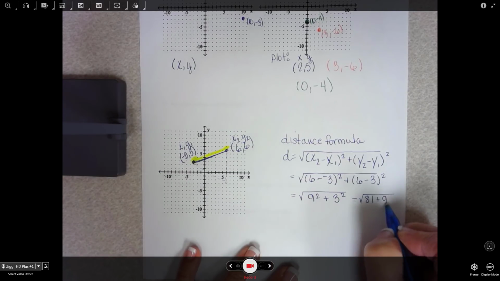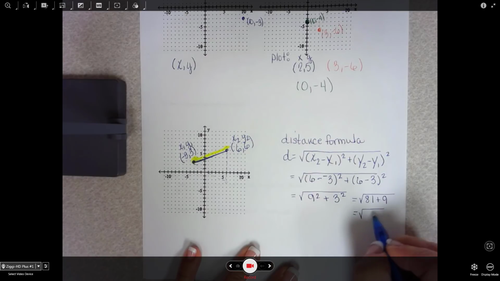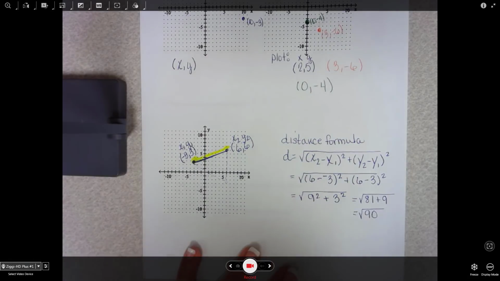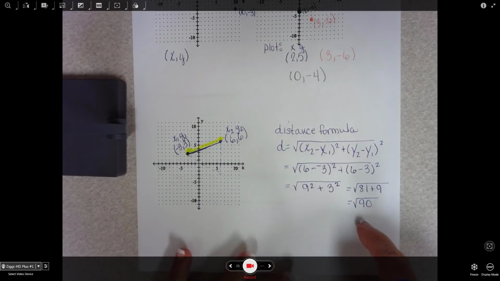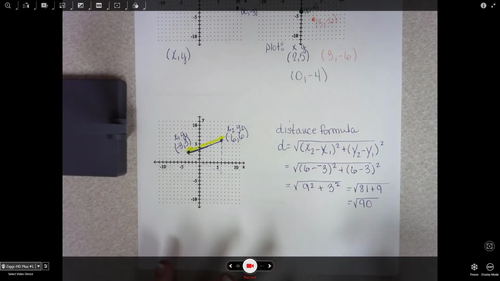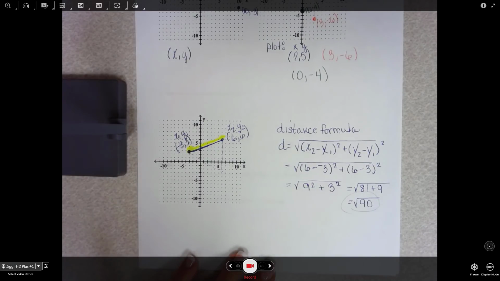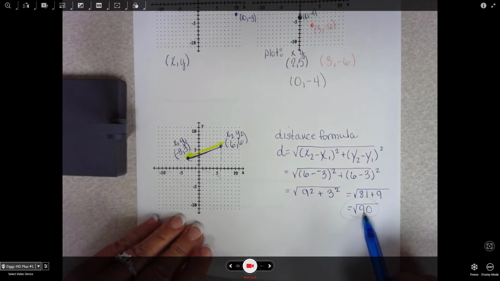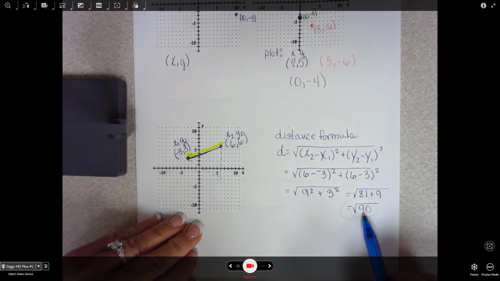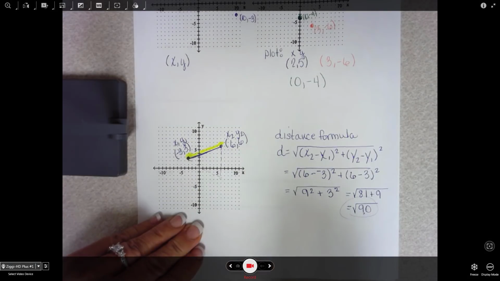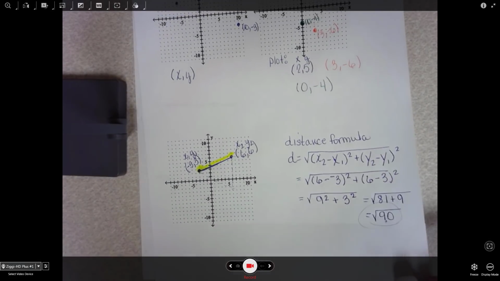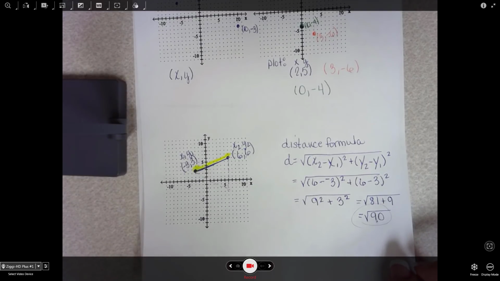81 plus 9 would be the square root of 90. Now we could break that down if we wanted to, but we're probably going to do an exercise Monday to play with this, so we'll just leave it like that for the moment, okay? And we know that the square root of 100 is 10, so this is a little bit less than 10 feet, 10 inches, 10 centimeters, whatever you're trying to find the distance of, whatever the unit is that's used.